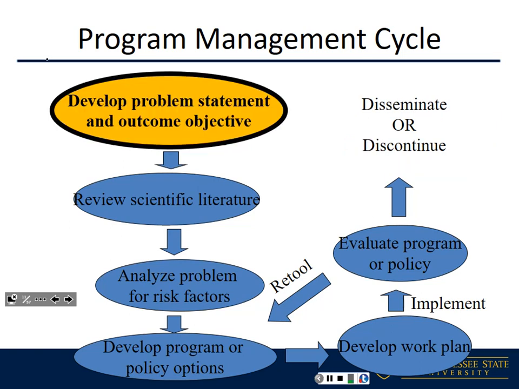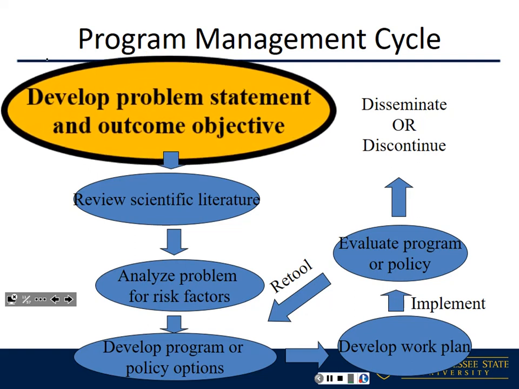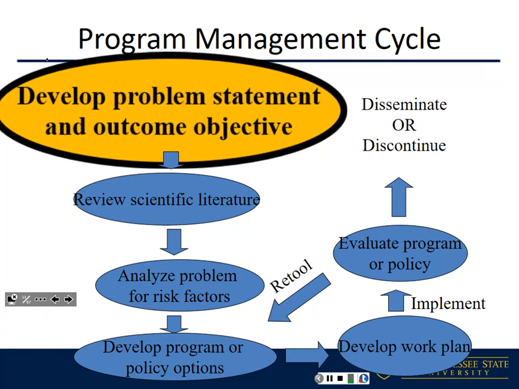So, develop our problem statement and outcome objective. Your group project for this course includes 2 phases. For the first phase, you will develop a coalition proposal to address your identified health problem. The second phase of the project involves developing a program plan that includes those different steps. One of the first things that you will do is to develop a problem statement and an outcome objective.